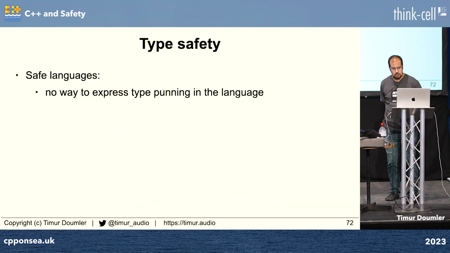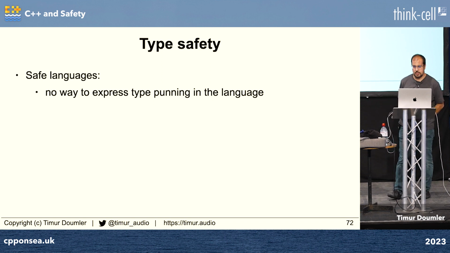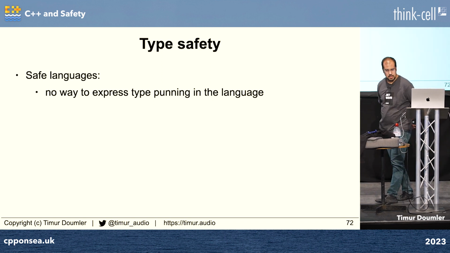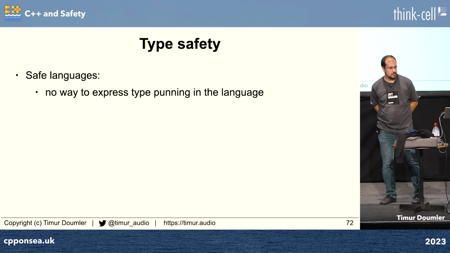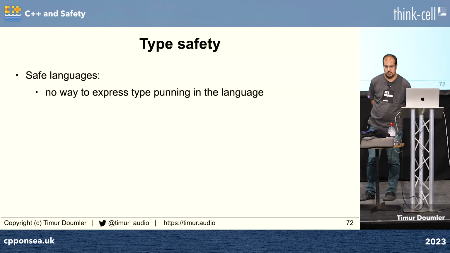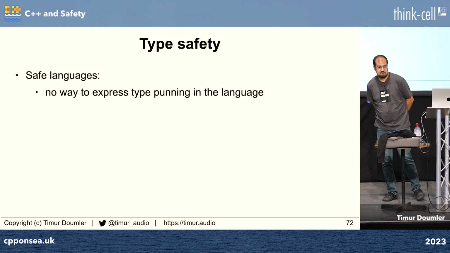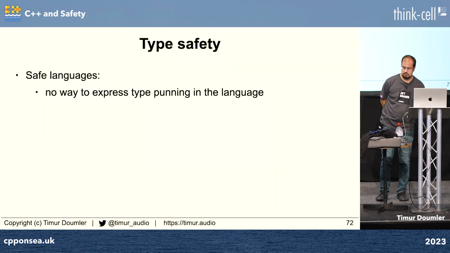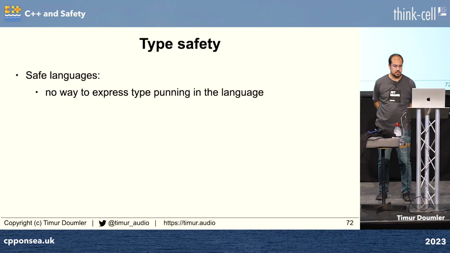So what do safe languages do? Well, in safe languages, there is no way to express type punning, right? You just can't do it. And that's a pretty straightforward way to solve it, except that if you do this in C++, a lot of existing code which works is going to stop compiling. And that's not really an option for many people.